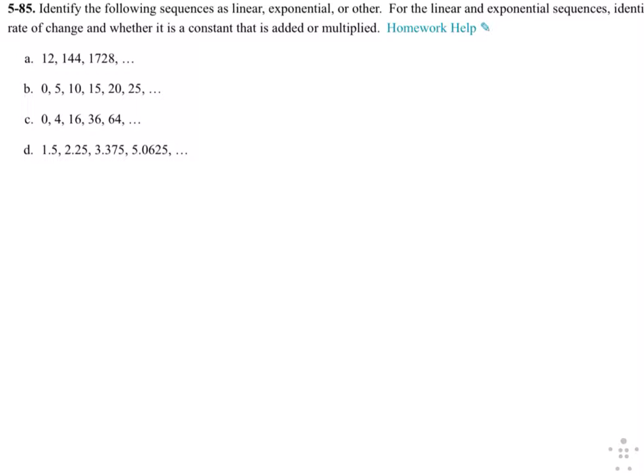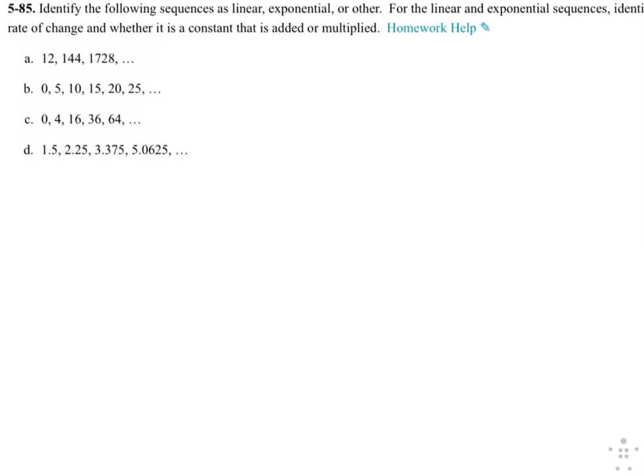For 585, they want us to state whether the sequences are linear or exponential. Sometimes it's going to say state whether they're linear or exponential. Sometimes they're going to say whether it's arithmetic or geometric. Same concept applies to both. And then it says give the rate of change, right? Okay, so let's go through these one by one.